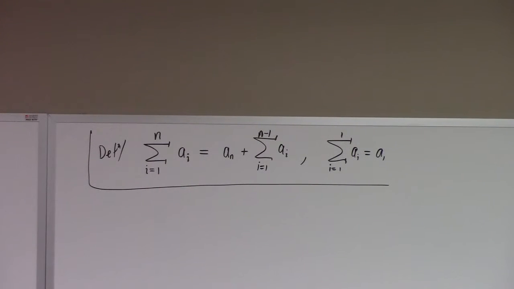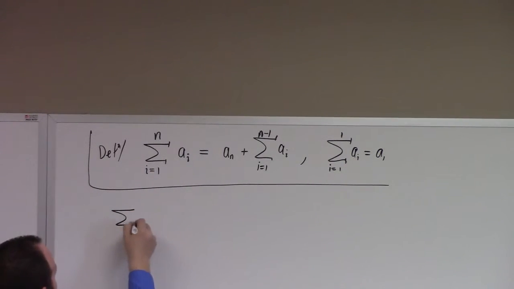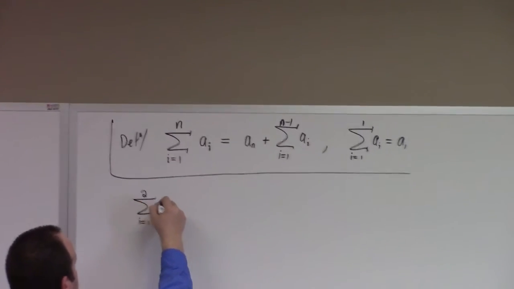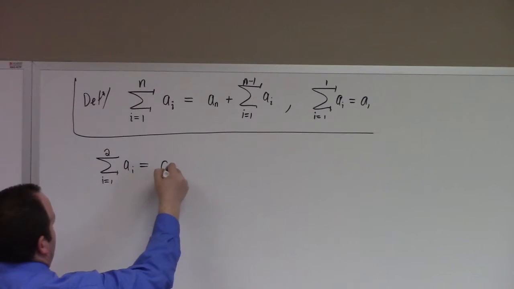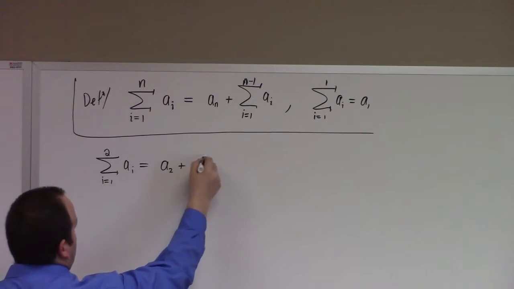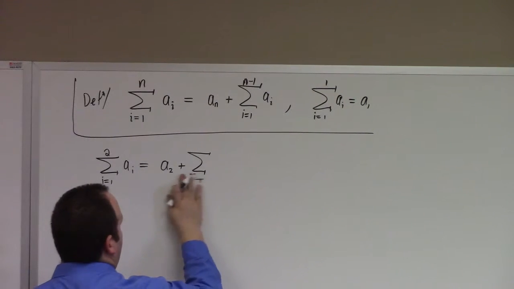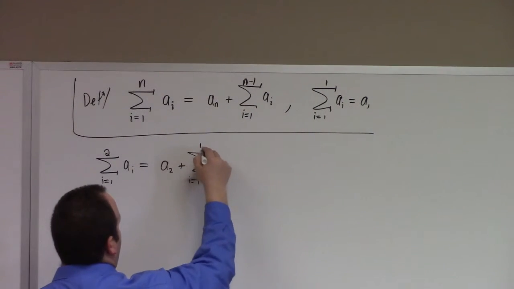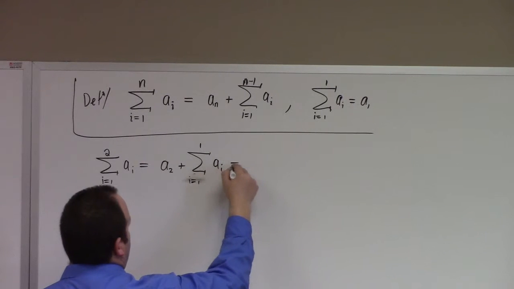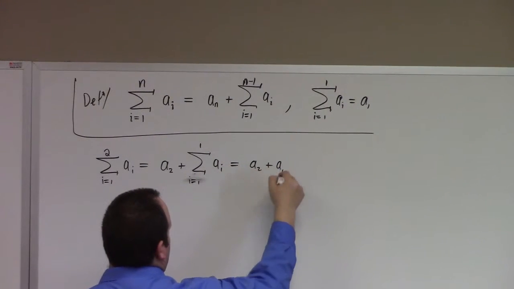This is a what kind of definition? This is a recursive definition, right? We've talked about these things before, right? Just to work it out for a second here, what's the sum from i equals 1 to 2 of a sub i equal to? Well, my definition says it's a2 plus the sum from i equals 1 to 1 of a sub i, which is what? a2 plus a1. All right.